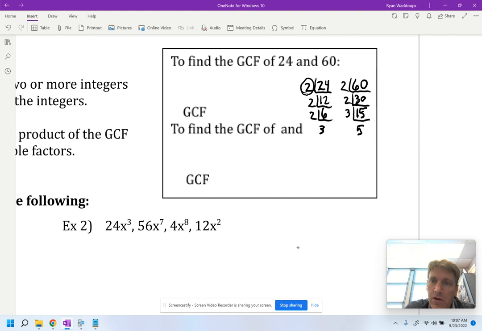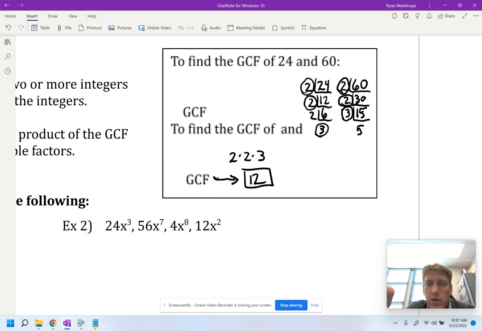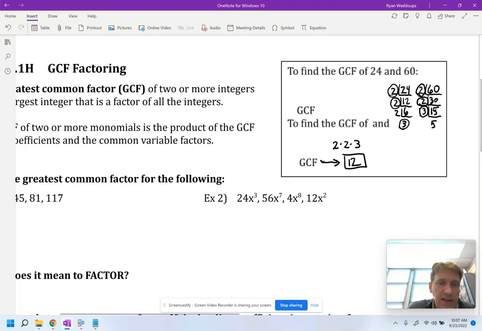So then I just say, well, what do they have in common? They have one 2 in common, another 2 in common, and they have a 3 in common. And so their greatest common factor would be 2 times 2 times 3. That would be 2 times 2, 4, and 4 times 3 would be 12. And so their greatest common factor is 12.